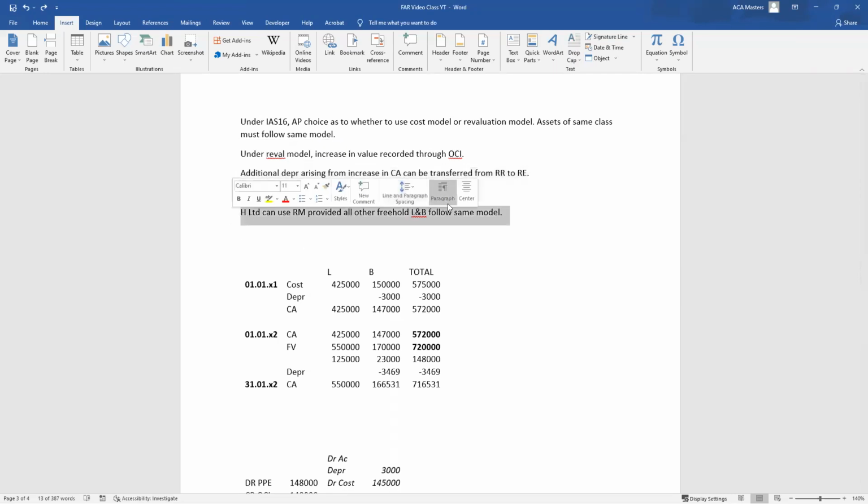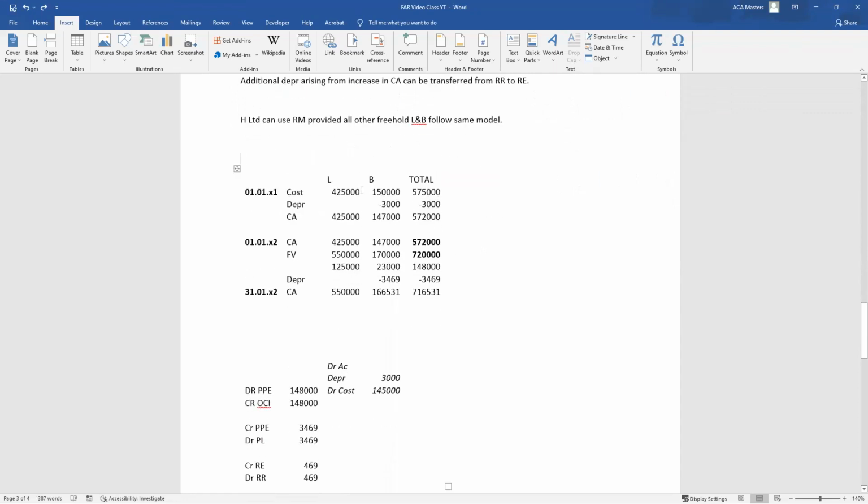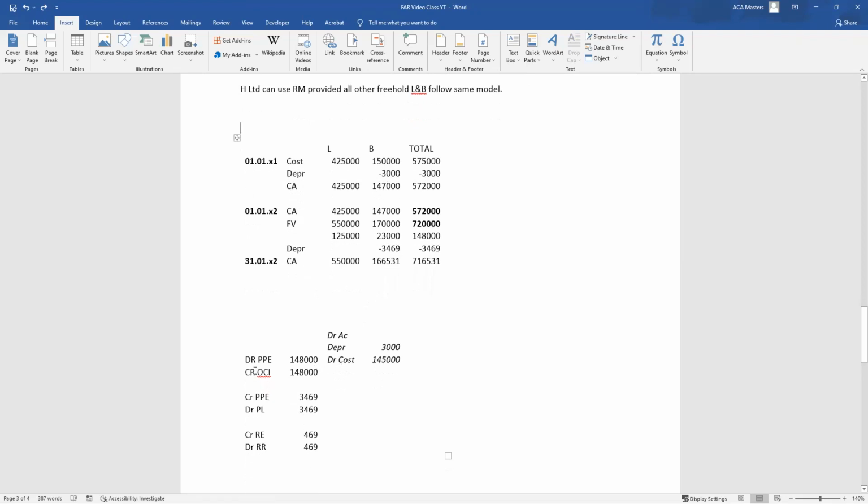So they can use a revaluation model provided freehold land and buildings. So you can see how we're just applying this point here, because we're saying assets of same class. That's a bit abstract, a bit vague, but then we're applying it to freehold land and buildings. So then we can go through, and calculate the numbers. We can work out what the revaluation would be.